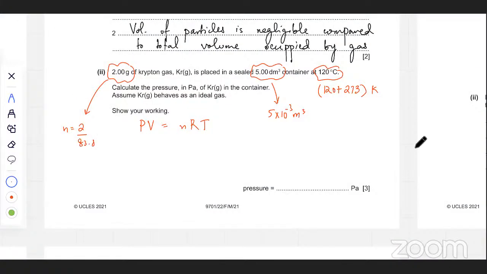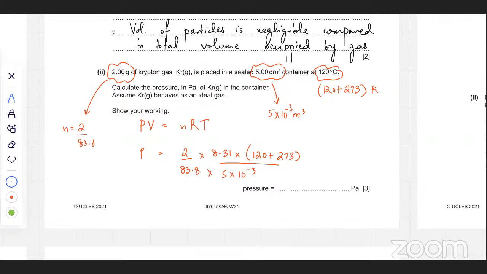So here's our expression, and I'm going to put in these values. The pressure has to be calculated. Calculate the pressure, that's what we are looking for. So pressure would be moles, which are 2 divided by 83.8, times 8.31, times temperature, which is 120 plus 273. And the whole thing should be divided by volume, which is 5 times 10 to the power minus 3. Now you've got to be very careful with the calculation. Everything has to be very precise.